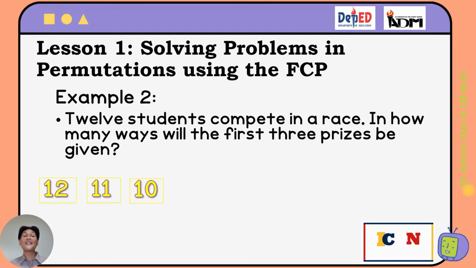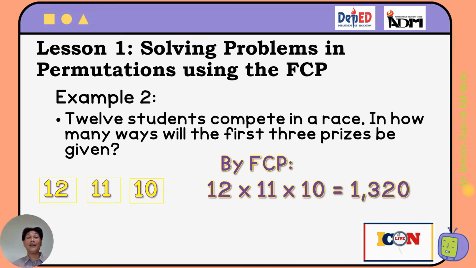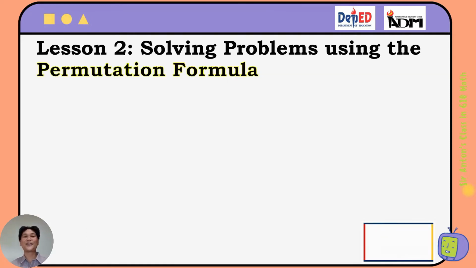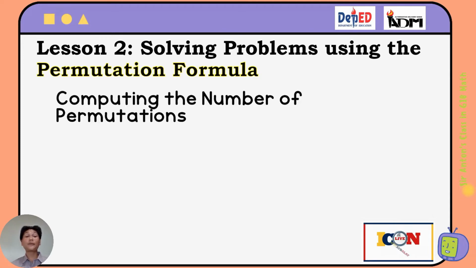So these are the numbers that we are going to make use of for our FCP, and the solution will be 12 times 11 times 10, which is equal to 1,320. Therefore, there are 1,320 ways that the first 3 prizes would be given. Let's go to Lesson 2. Solving problems using the permutation formula.